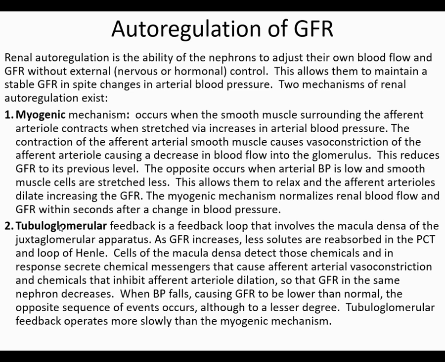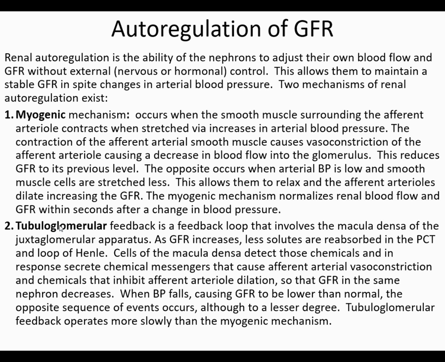The first of the two mechanisms is called the myogenic mechanism. This involves smooth muscle. Myo, remember, means muscle. So this occurs when smooth muscle that surrounds the afferent arteriole contracts because it was stretched when blood pressure increased. This contraction of the afferent arteriole will cause vasoconstriction, which means less blood comes into the corpuscle.